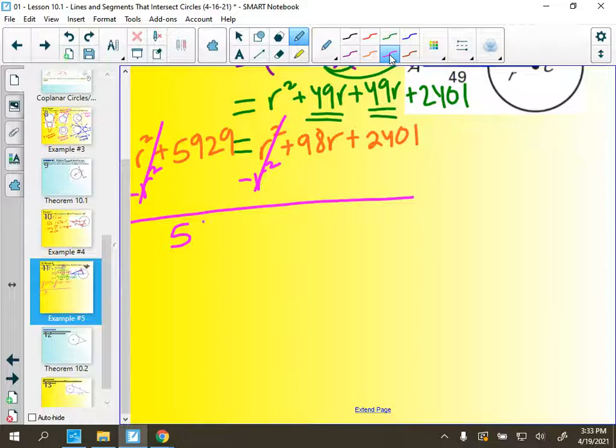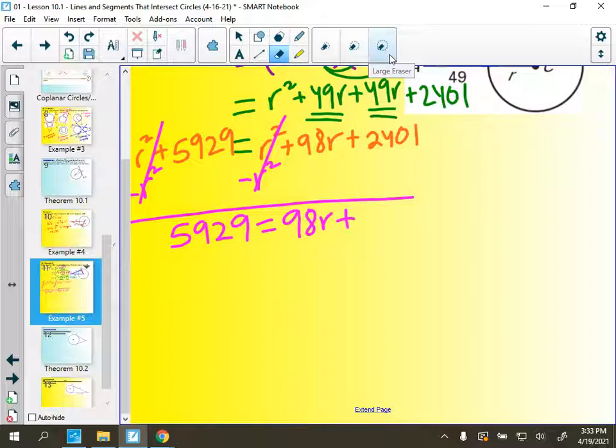So it leaves us with 5929 on the left side of the equation, 98r plus 2401. Again, big numbers, but at this point it's a 2-step linear equation. You create those squares for a second, the r squareds, but then they ultimately end up dropping out in this case.